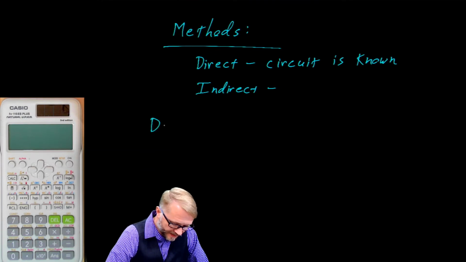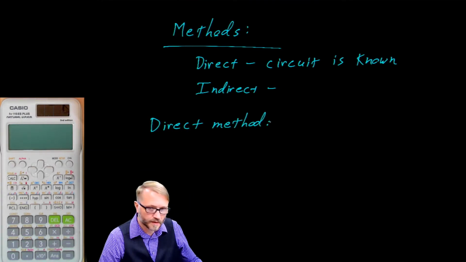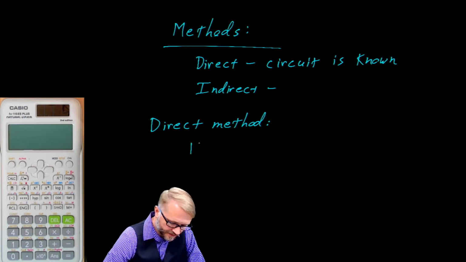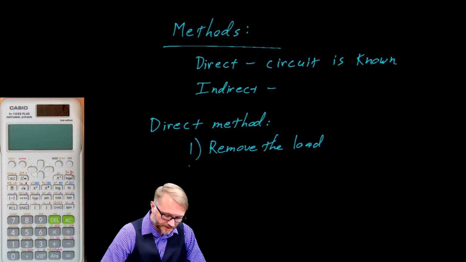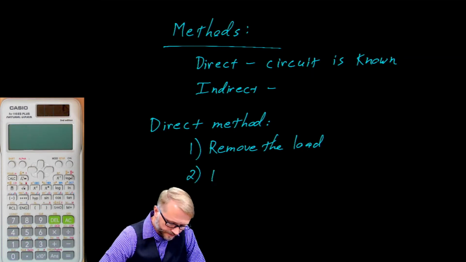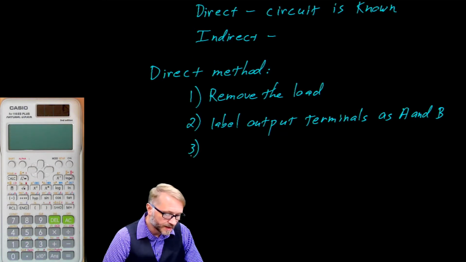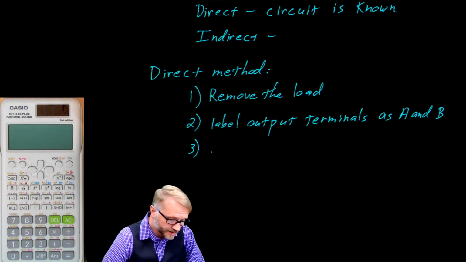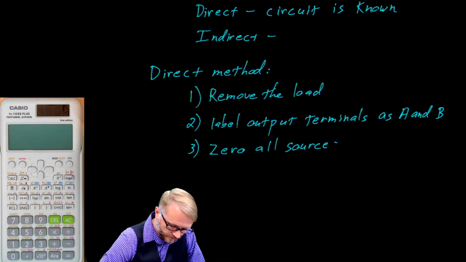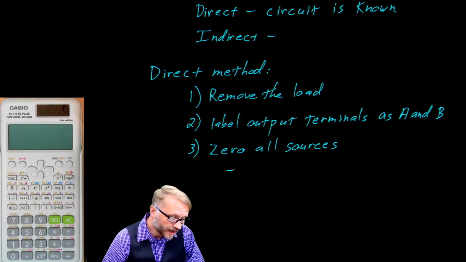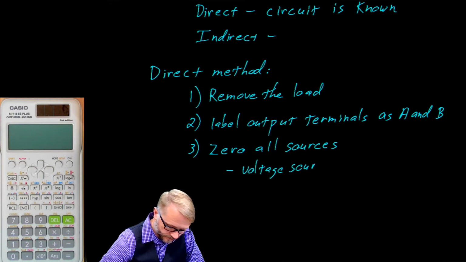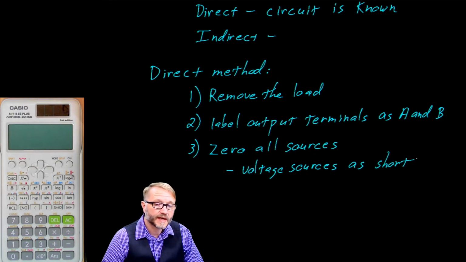For the direct method, there are some steps. The first step is remove the load. Then we want to label our terminals A and B. This is an interesting one. We want to zero all sources, which means we're going to model all of our voltage sources as if they were shorted. And we're going to take all of the current sources and model them as if they are open.